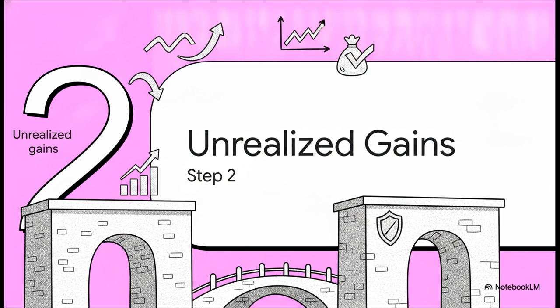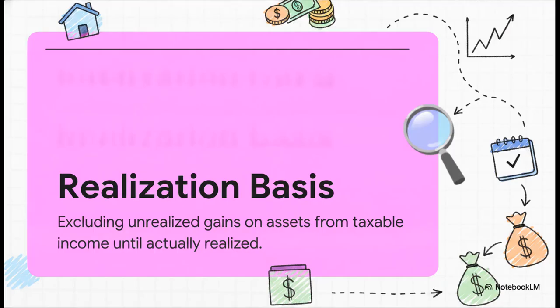Moving right along to part 2, unrealized gains and exemptions. These are the first 2 pillars holding up our bridge, and they deal heavily with a notoriously tricky area, assets subject to fair value accounting. Now, this is a really fascinating shift in strategy. It's called the realization basis election.